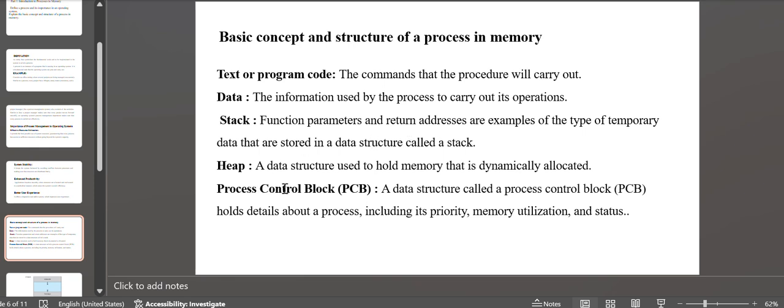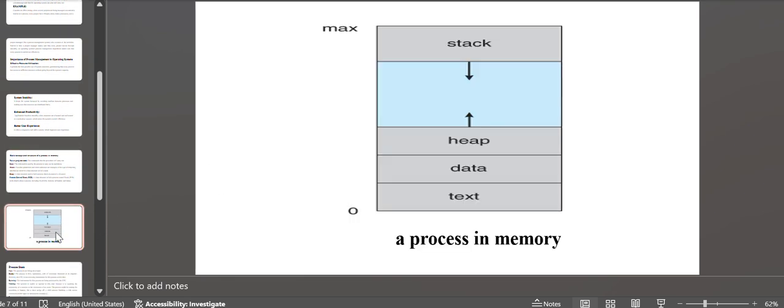Heap, a data structure used to hold memory that is dynamically allocated. Process control block. A data structure called the process control block holds details about a process, including its priority, memory utilization, and status. Here you can see the process in memory diagram: stack and heap, data and text.